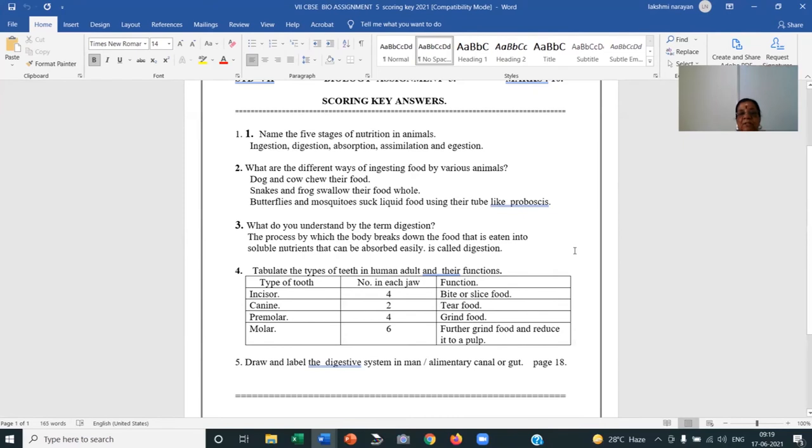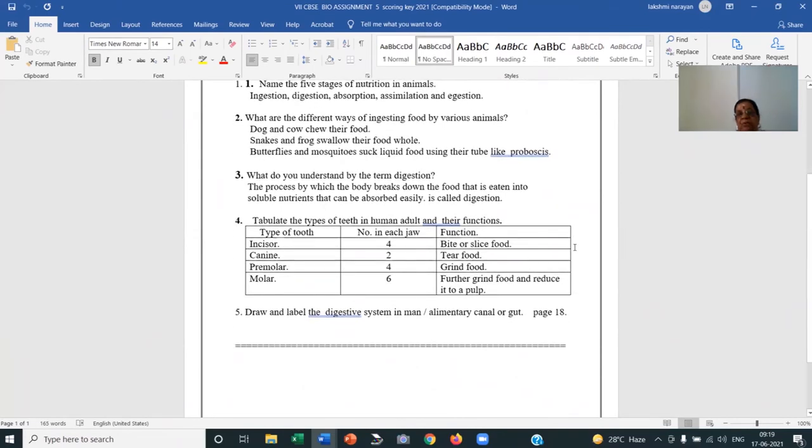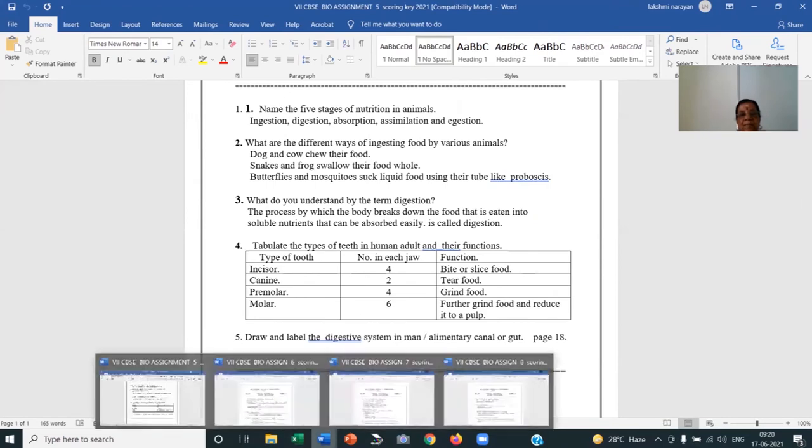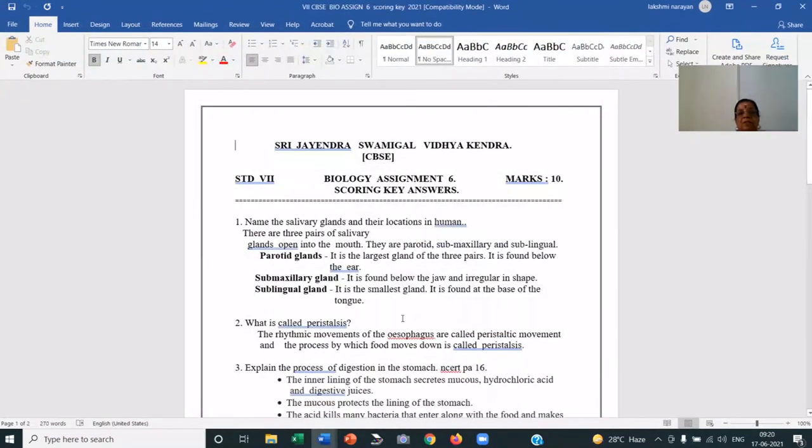Then we will draw the diagram of the digestive system, the alimentary canal, that is given in our textbook. I hope you understand. So just go through the table: incisors, canine, premolar, and molar.